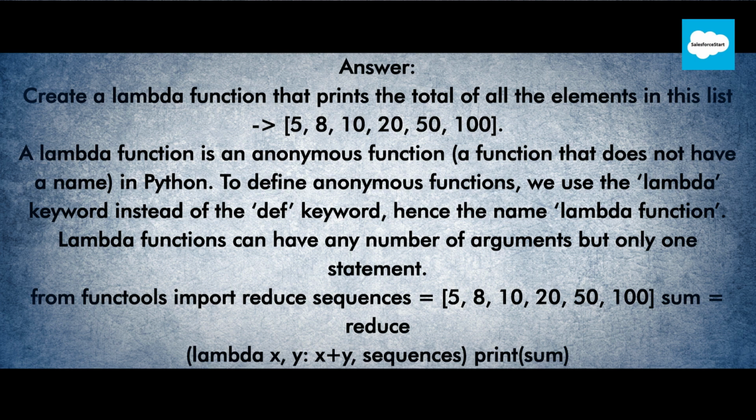Code: from functools import reduce, sequences = [5, 8, 10, 20, 50, 100], sum = reduce(lambda x, y: x + y, sequences), print(sum).